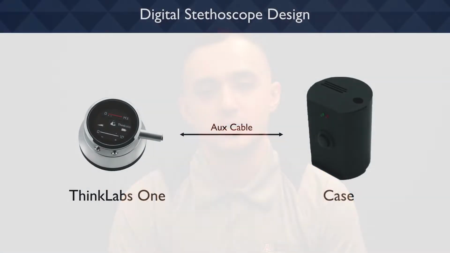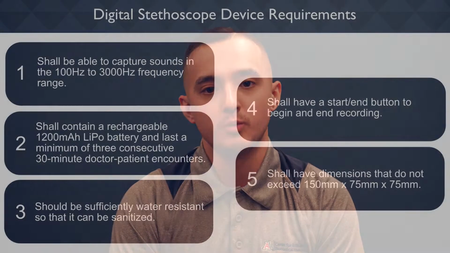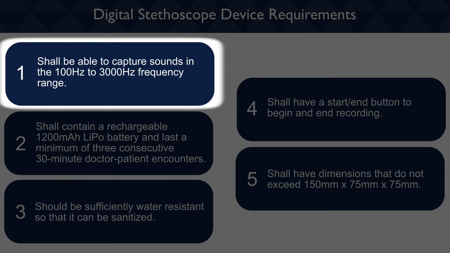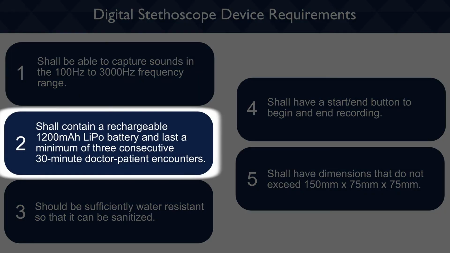Our team has identified the digital stethoscope's ability to record patient audio and transmit that audio as a critical design element. To ensure the clearest sound quality, we have decided to use ThinkLabs One digital stethoscope chest piece. This chest piece amplifies the captured sound approximately 100 times. This will ensure that the digital stethoscope will be able to capture sounds within the 100 Hz to 3000 Hz frequency range. Additionally, a rechargeable 1200 mAh lithium battery is included within the casing itself to power the Raspberry Pi Zero-W along with the chest piece.